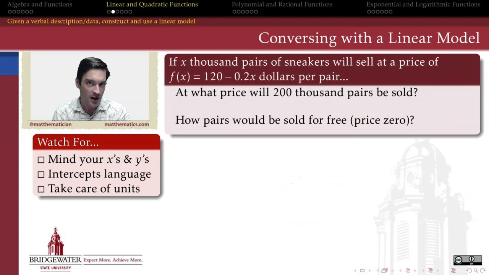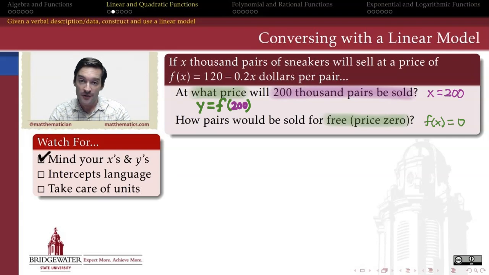Did you know you can have a conversation with a function? If you tell it a value for x, it can tell you a corresponding value for y, and if you're lucky, the reverse is also true. The formula for this linear model from the previous example permits us both to specify an x value, 200,000 pairs of shoes sold, and ask for its y value, the price. And we can also specify a y value, in this example a price of 0, and ask for its x value, the number of sales.